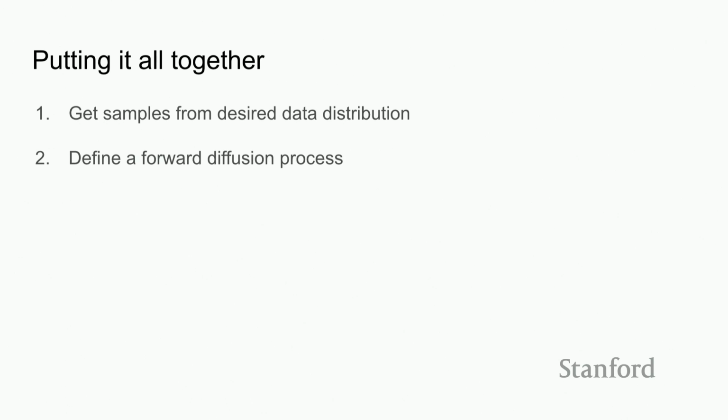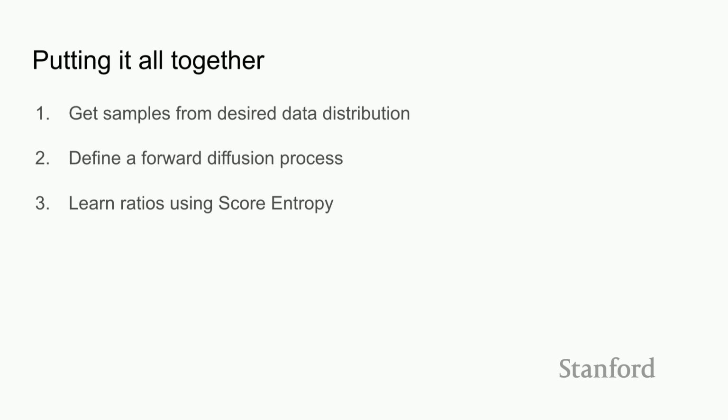So yeah, we can put everything together. We have the entire setup built. The first idea is that we get some samples from our desired data distribution that we want to model. We define a forward diffusion process, whether it be the uniform or the mask or whatever, or maybe something more exotic. This forward diffusion process gives the transitions.